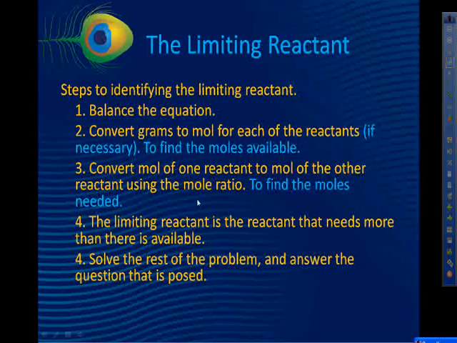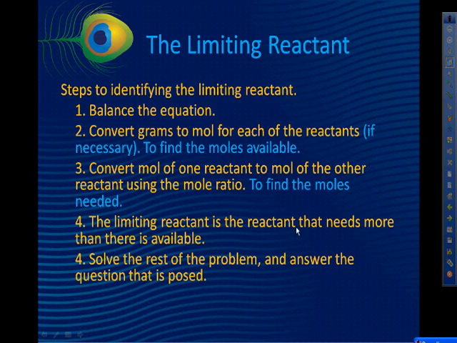From this point, you're going to use the mole ratio, and you're going to convert moles of one reactant to moles of the other reactant using that mole ratio. So this will allow you to find the moles that are needed. So you see how many you have available, and then you can compare that to how many you need. The limiting reactant is going to be the reactant that needs more than there is available. So if you don't have enough, that means that's the one that's going to limit the reactant.